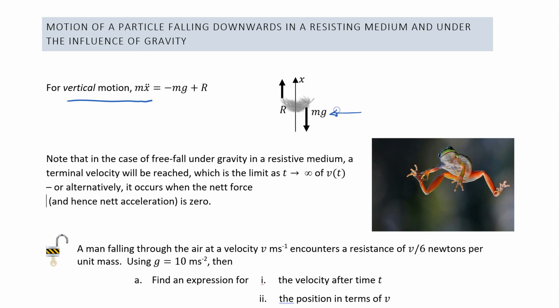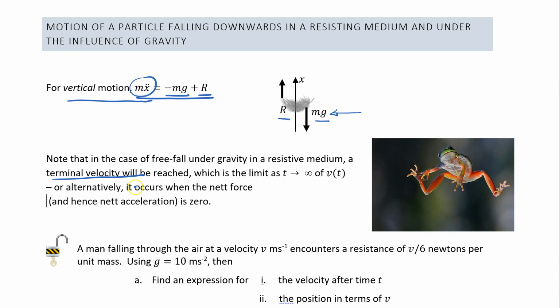So if I take upwards as positive, then for the falling object, the acceleration due to gravity causes a downward force of mg, and there'll be a resistive force due to the air resistance, which will point upwards and be of magnitude r. So my overall force is minus mg plus r with these sign conventions, so be careful about sign conventions.